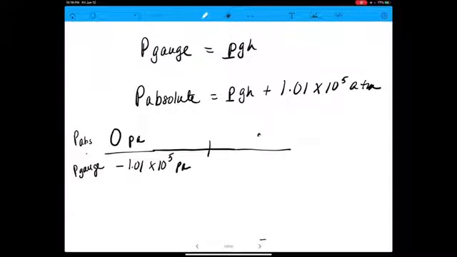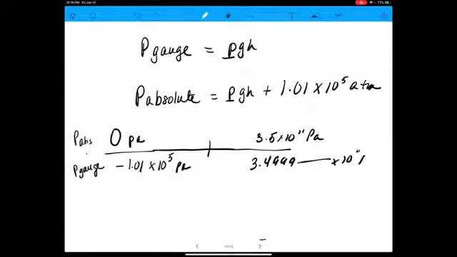And then if you go all the way up to the inner core of the Earth, the absolute pressure is 3.5 times 10 to the 11, while the gauge pressure is 3.49999 times 10 to the 11. So as you can see, as you go higher up, the difference becomes less and less significant. So that's pretty much pressure.